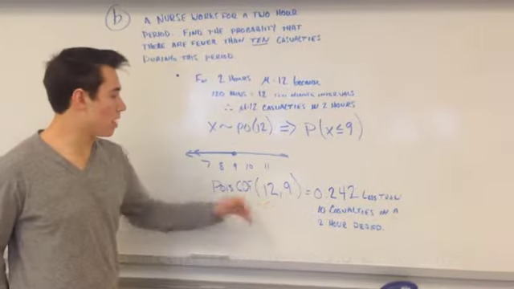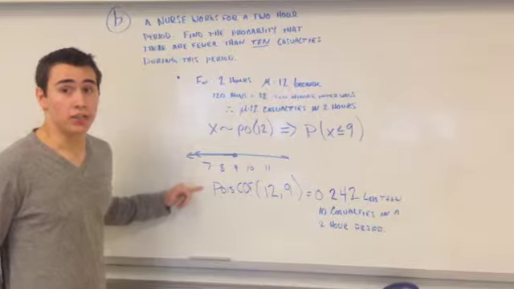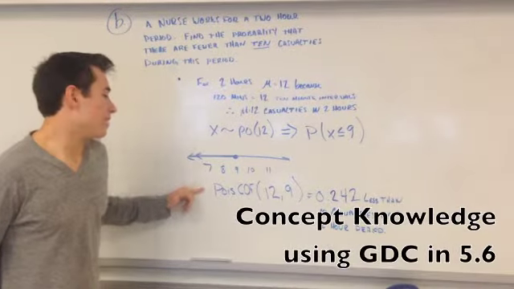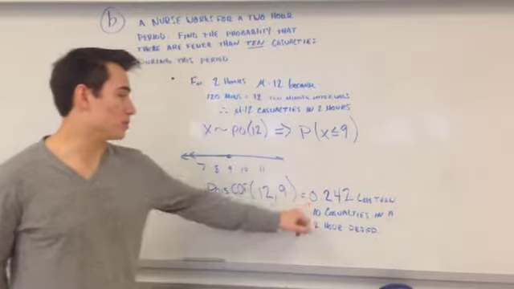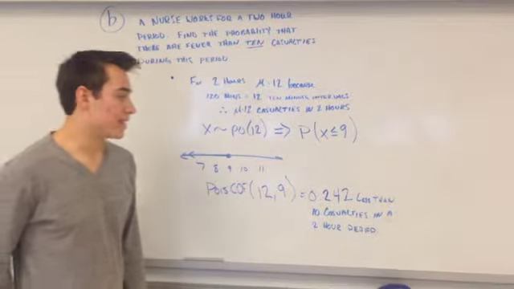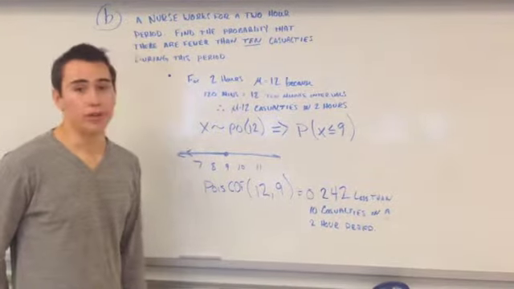We're going to set up our mu, and we're going to use this as a function in our GDC active calculators. And we're going to get, when we solve it, 0.242 is the probability that less than 10 casualties will occur in a 2-hour period.